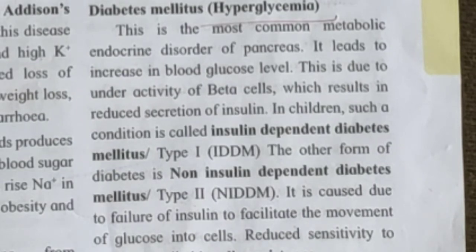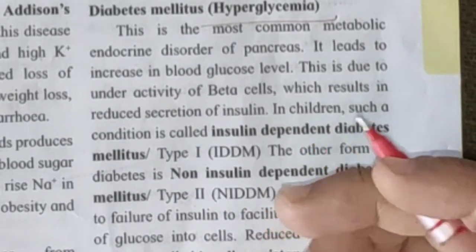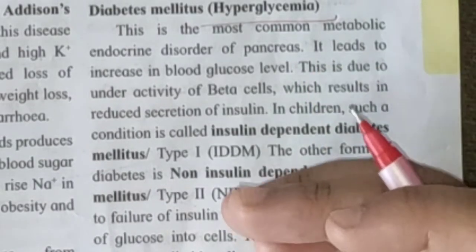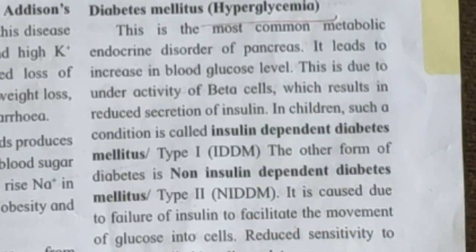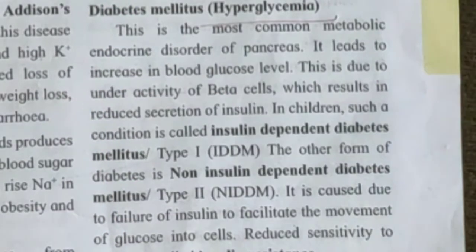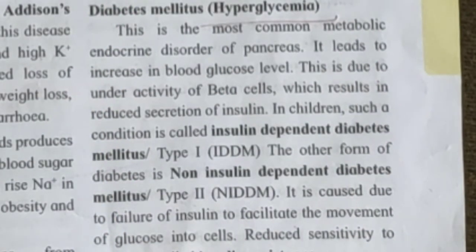In diabetes, blood sugar level increases, or sometimes it also decreases. But why does this occur? Because of these beta cells. We already know beta cells are in high quantity and they secrete insulin. That's why blood glucose level decreases or increases.